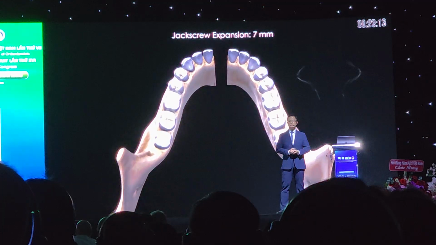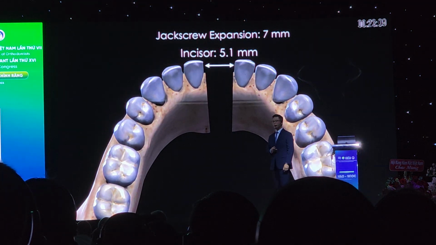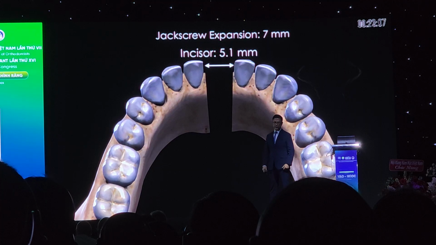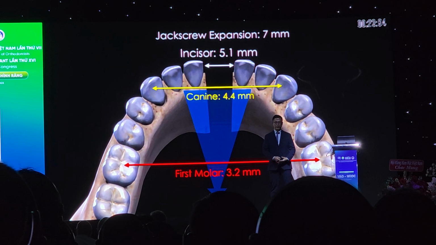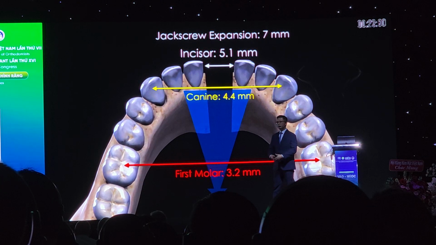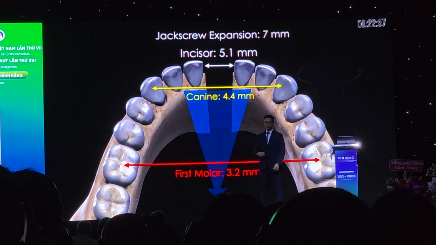So when we expand the jackscrew about 7 millimeters, usually the incisor opens up about 5.1 millimeters, the intercanine will increase 4.4 millimeters, and the first molar increases 3.2 millimeters. It's the same as the RPE. You have more expansion in the anterior than the posterior.